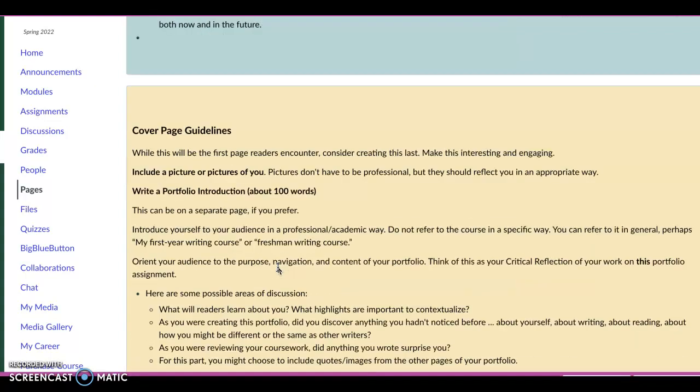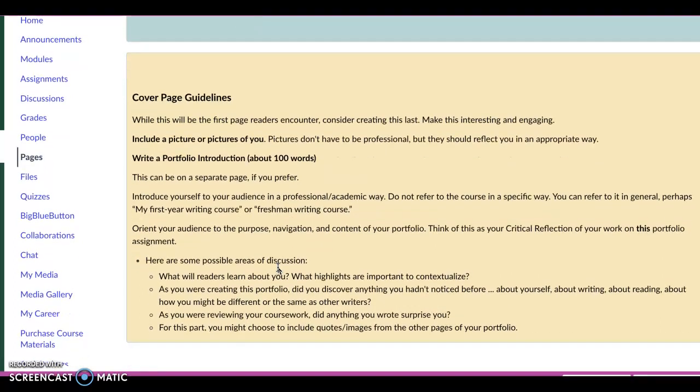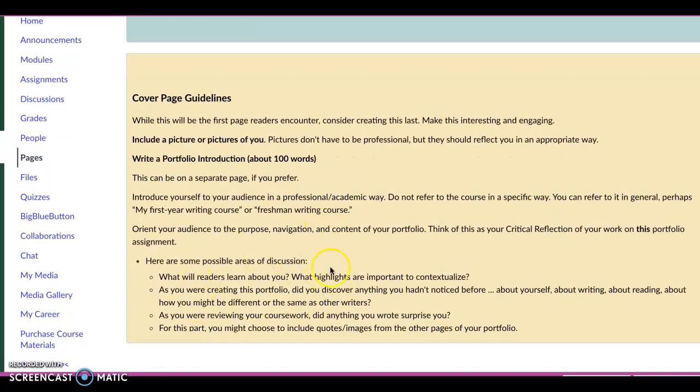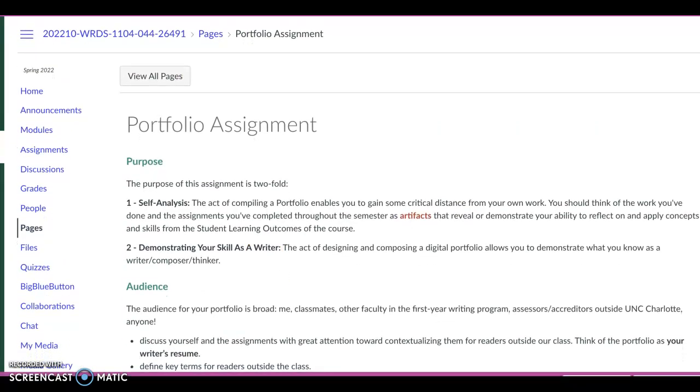And then finally, probably the last thing that you'll do after you've written everything is create this cover page, and these guidelines are pretty straightforward. You will also have a little introductory blurb about your portfolio, and I've put down here some things that you might include on that page, on that cover page.